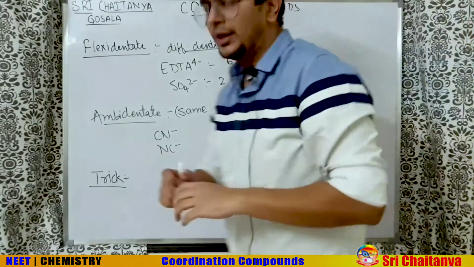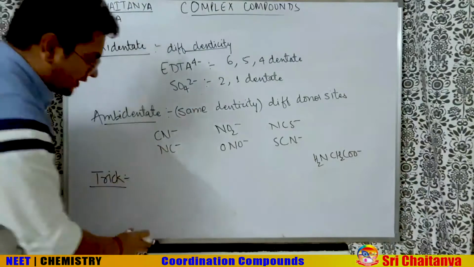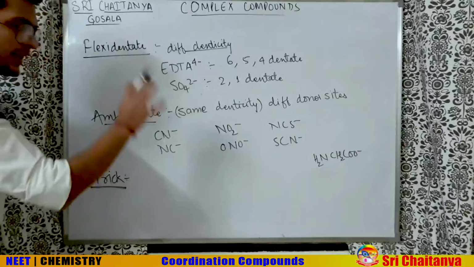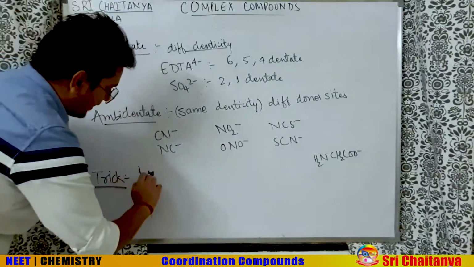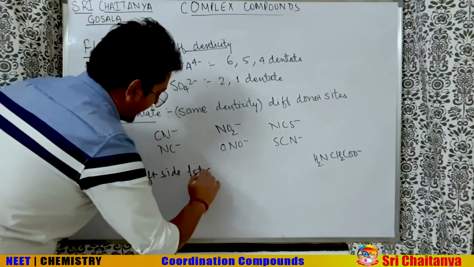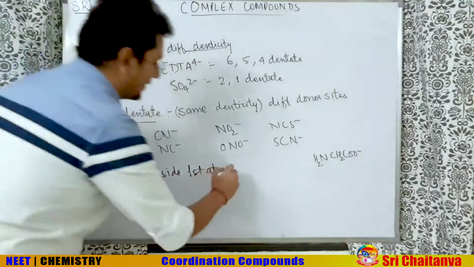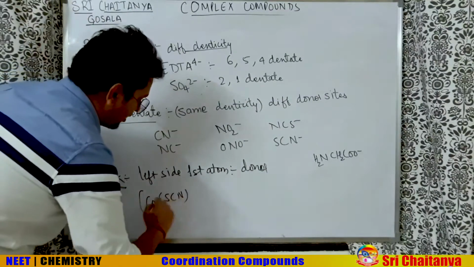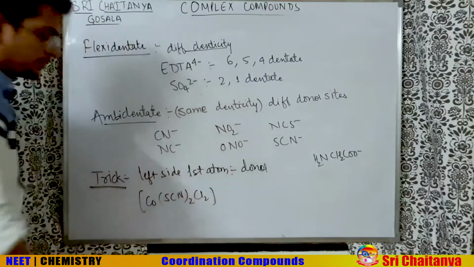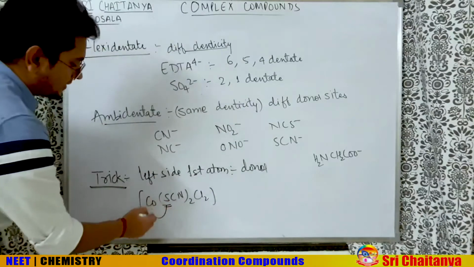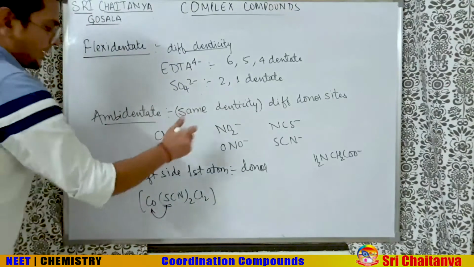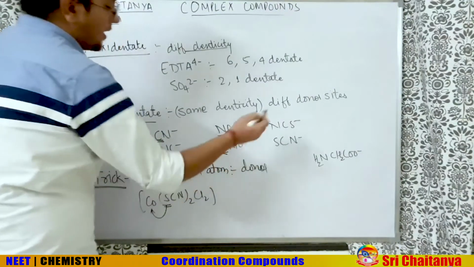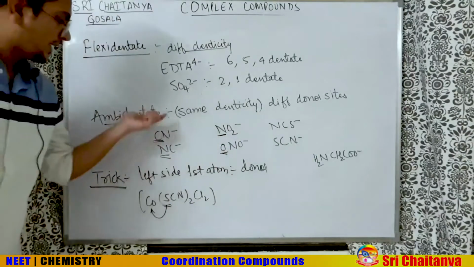Here one trick I will tell you. The trick is that you will not find these tricks in any books. You will just find it by experience only. So the trick is simple, very simple and very useful. Here, the left side first atom in the case of an ambidentate ligand is the donor atom. So if you ever see something like Co(SCN)2Cl2, sulfur is the first letter, he is the donor atom, he is giving the lone pair. So in CN- carbon is donor, in NC- nitrogen is donor, in NO2- nitrogen is donor, in ONO- oxygen is donor. So this is the ambidentate ligand.